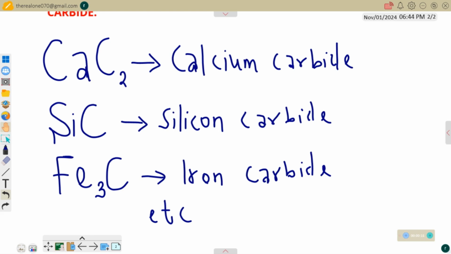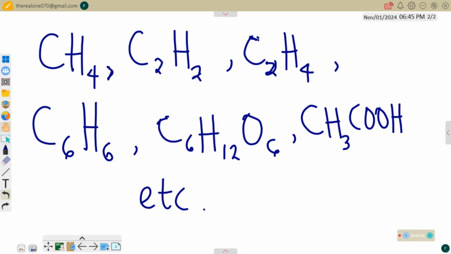So now let's look at examples of such compounds that are organic compounds. Consider the compounds listed here. We have CH4, which is methane. We have C2H2, which is ethyne. We have C2H4, which is ethene. We have C6H6, which is benzene. We have C6H12O6, which is glucose, and it's a carbohydrate. And we have CH3COOH, which is ethanoic acid. So these are a few examples of organic compounds.